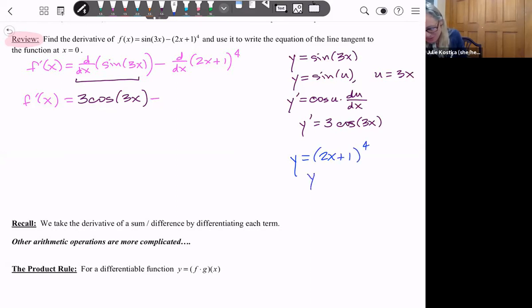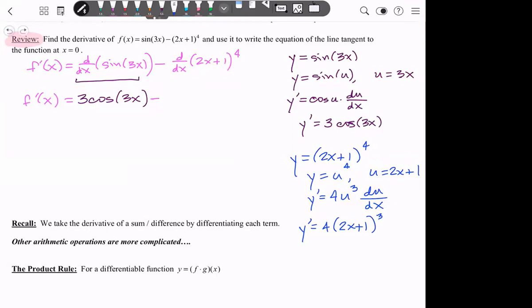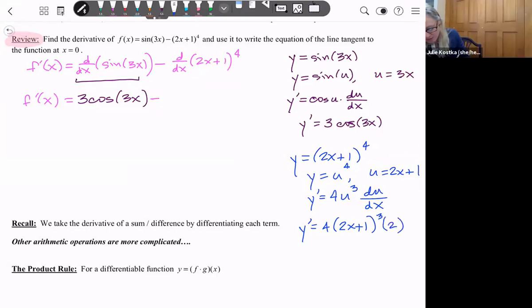So this is of the form u to the 4th, where u is 2x plus 1. If you don't show side work, that's fine. So y prime is 4u cubed times du dx. So we'll put it together and we get y prime equals 4 times 2x plus 1 cubed. What is our derivative of 2x plus 1? That's 2. Just a 2, perfect. So when I bring that in over here, maybe I'll put the 4 and the 2 together, and I have 8 times 2x plus 1 cubed. So there is my f prime of x.